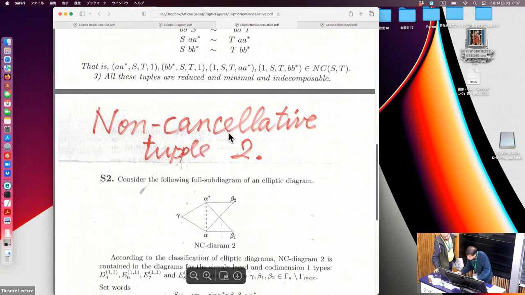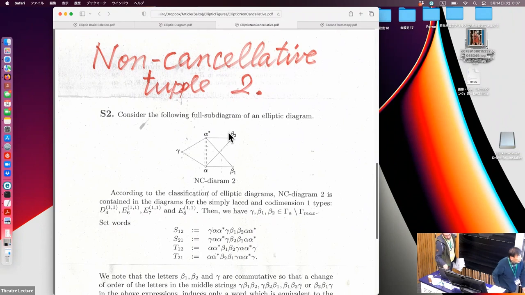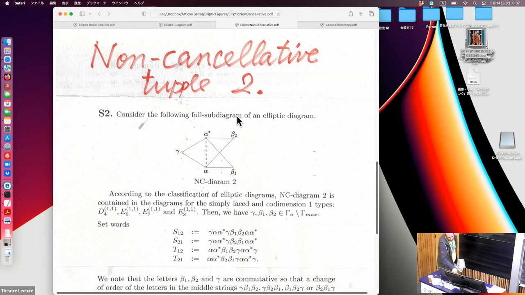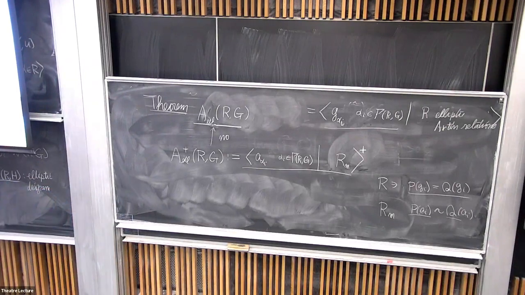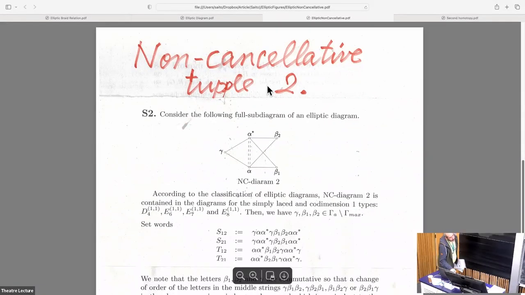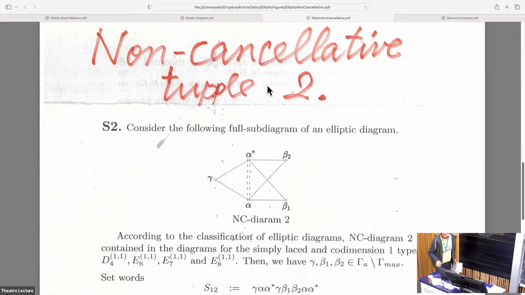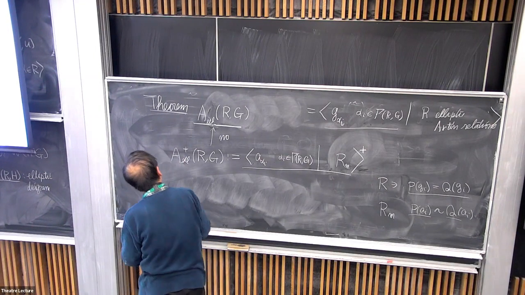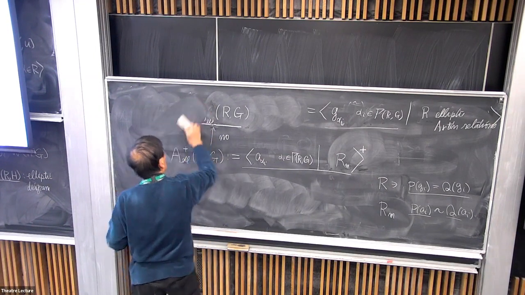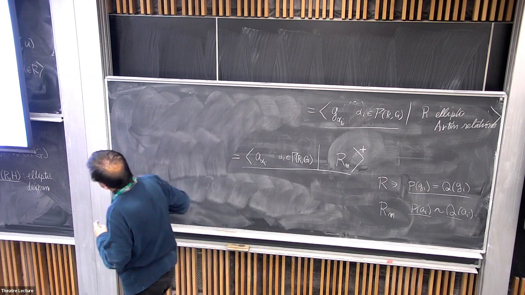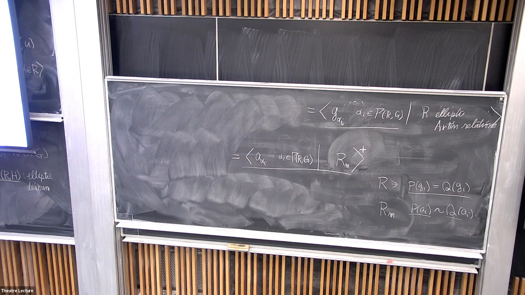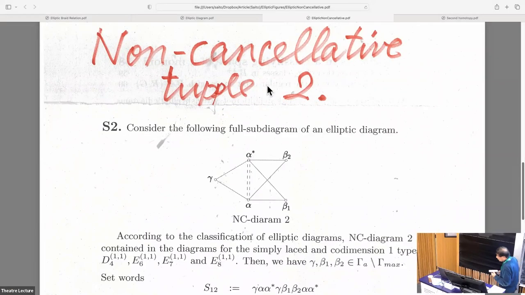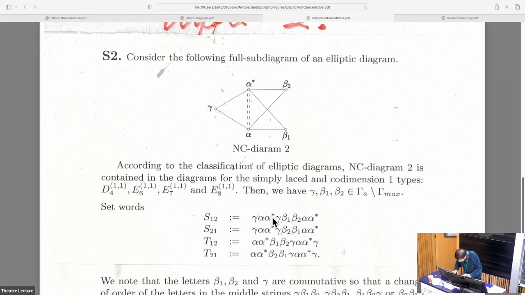Then I'm going to explain what happened in this new monoid. This elliptic case, as I said, the elliptic diagram contains a double dot. And then there are essentially two basic subdiagrams. A typical subdiagram is some branching case at this double dot. This is the E6, 7, 8 case.